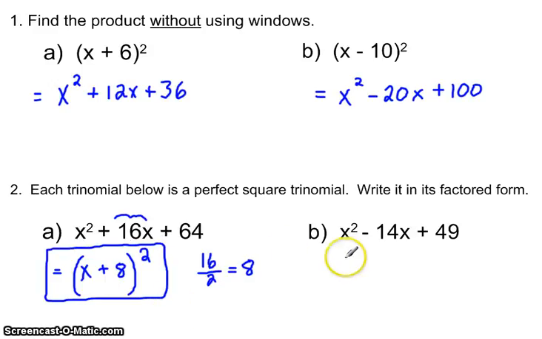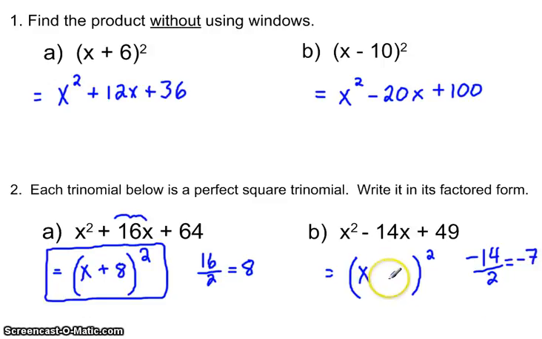All right, with part B, very similar, just deals with a minus. We have x squared minus 14x plus 49. Well, again, we know that it's a perfect square trinomial, so it's going to follow this form. We take a negative 14, because that's our b value, divide it by 2, and we get a negative 7. So it's going to be x minus 7. And again, we know this works because negative 7 times 2 gives you 14. Negative 7 squared gives you positive 49. So that's how easy it is to factor these things too.